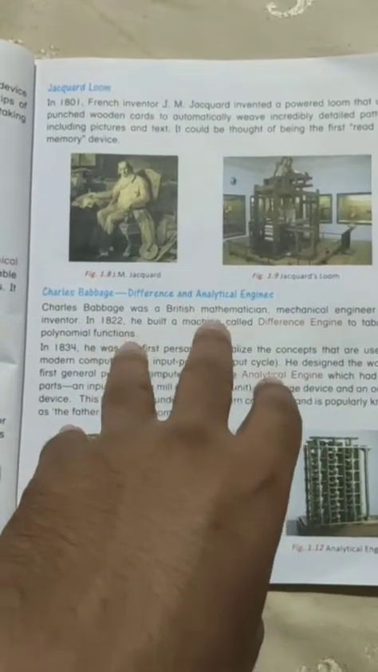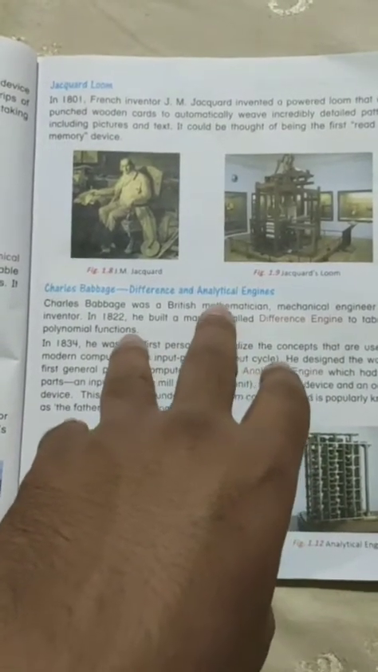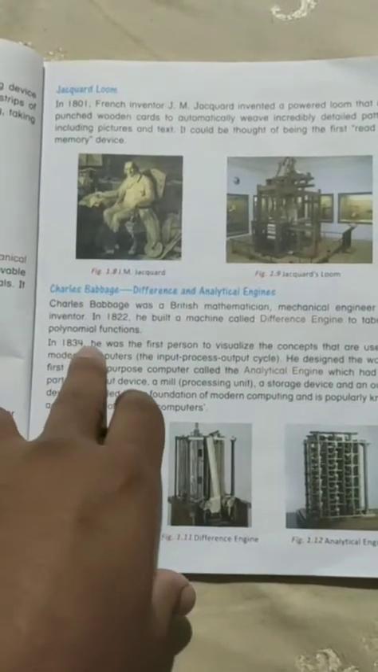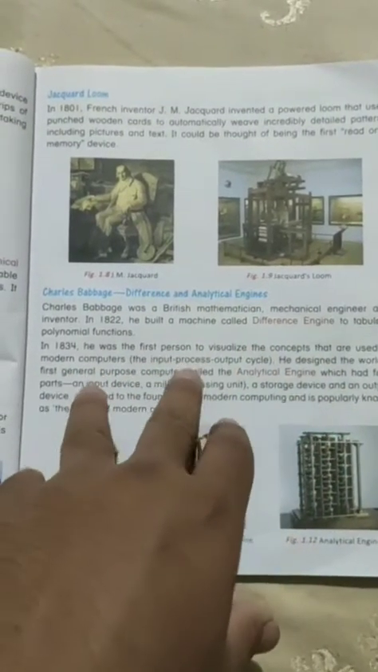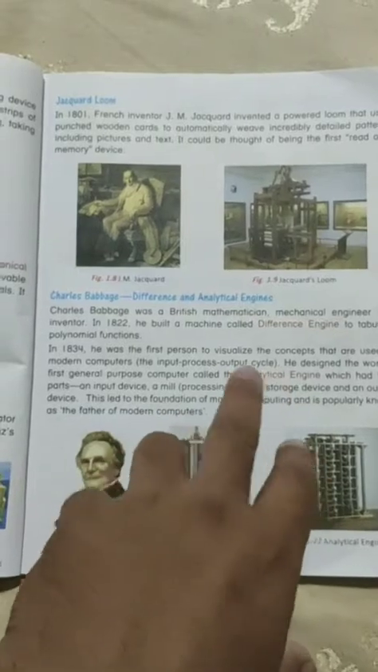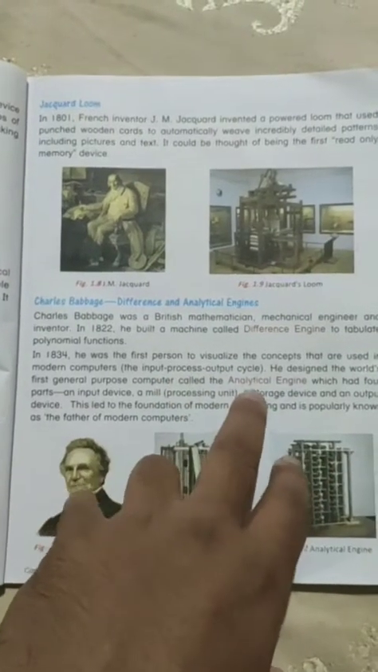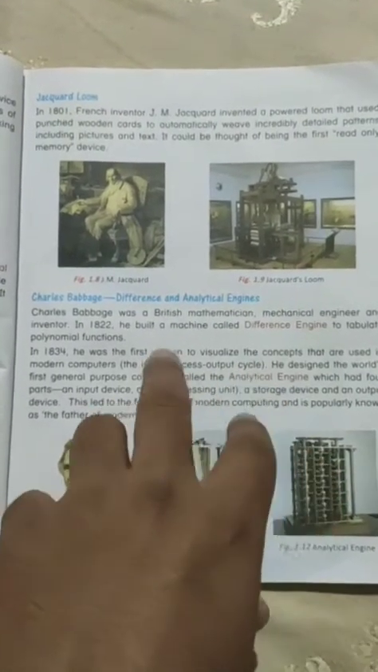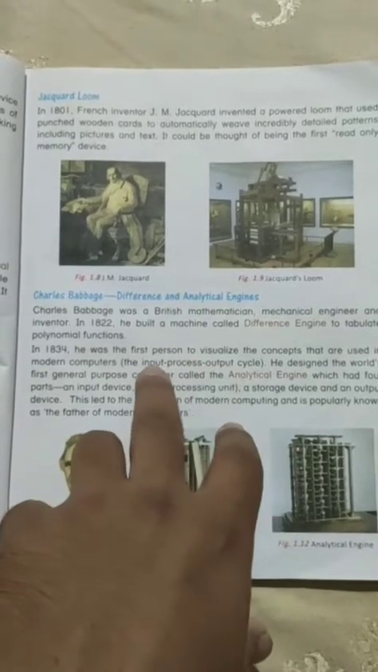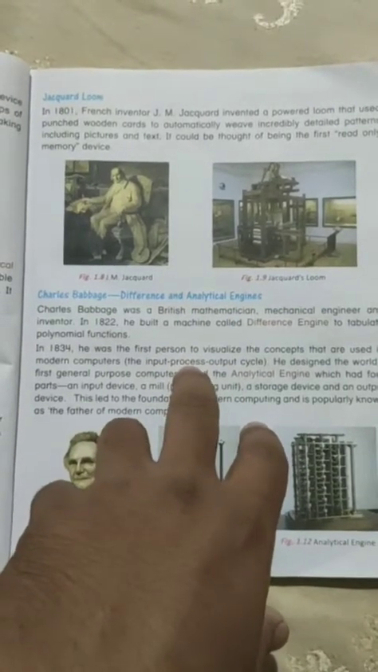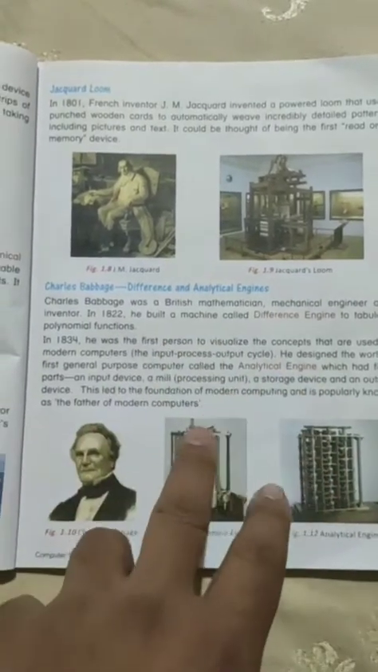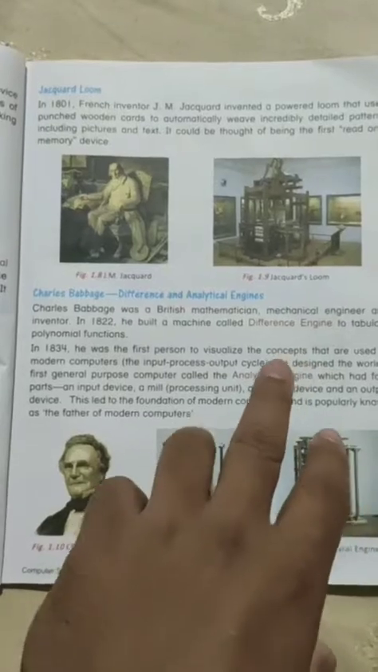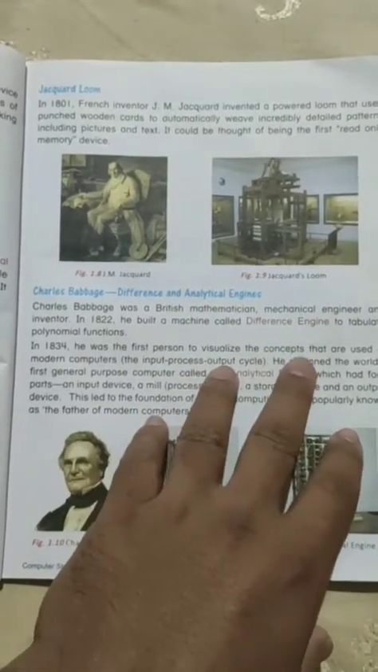Why was he so important? Because he made one more engine, which is known as the analytical engine. In 1834, he was the first person to visualize the concepts that are used in modern computers, the input-process-output cycle, the IPO cycle. As we know, nowadays computers work on input, process, output. Input means keyboard, processing is the CPU, output is the desktop. Nowadays we are using this. He is the first person who discovered this concept, the input-process-output cycle.